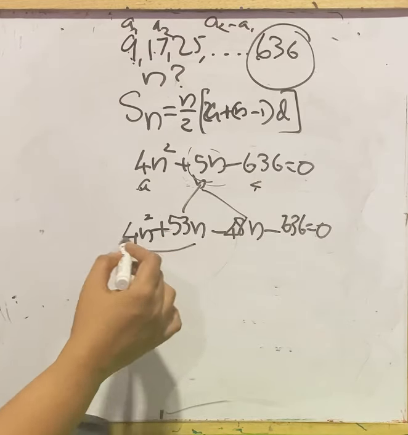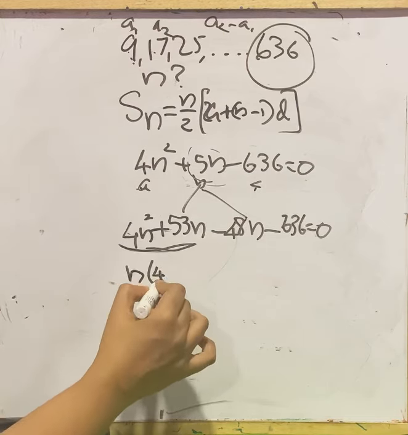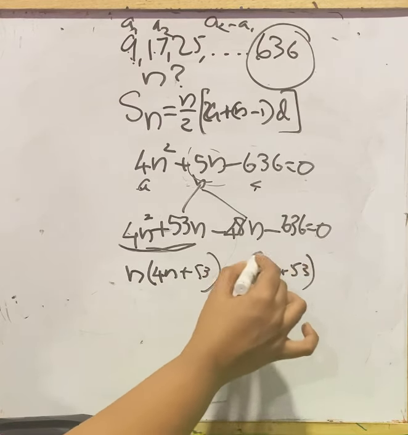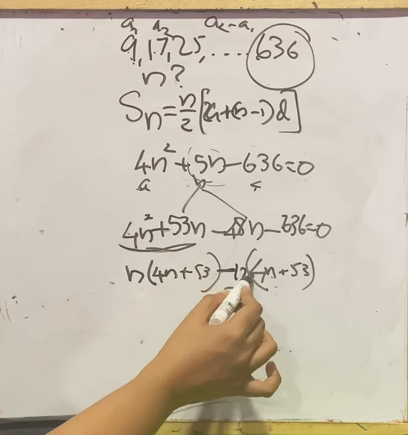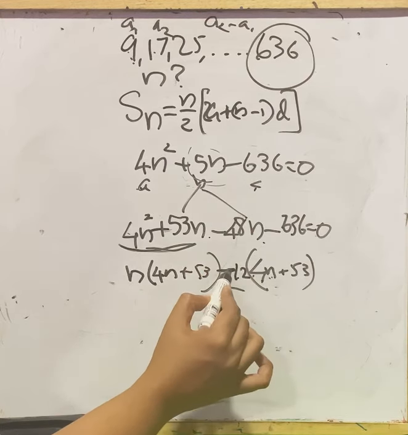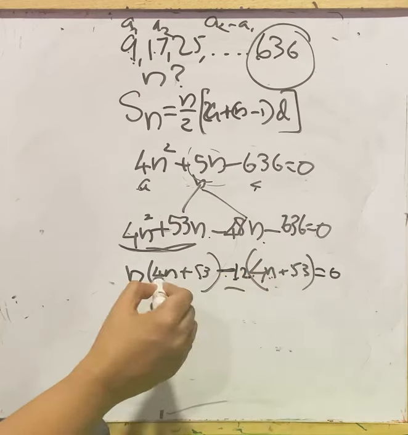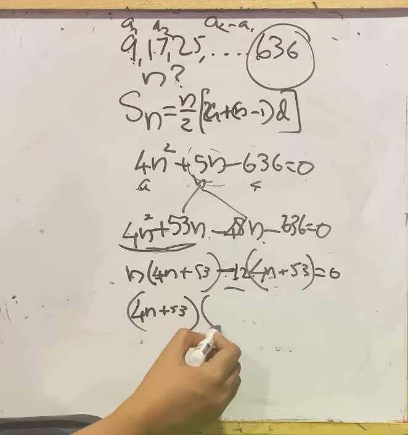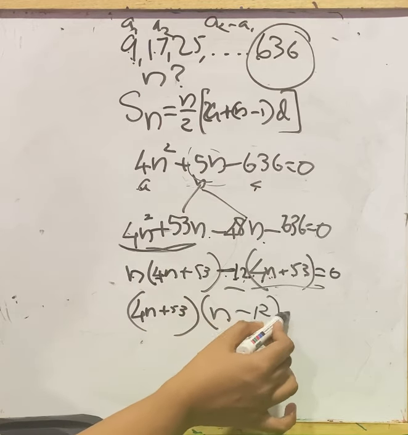Now coming to this, from the first two terms I will take n outside. Here the balance will be 4n plus 53. I will write 4n plus 53 here. Close the bracket. Then, for minus 48n, minus 12 into 4n is minus 48n. You can check it with the last term also: minus 12 into 53 is minus 636 equal to 0. Now this bracket is common. So taking 4n plus 53 outside, here the balance will be n, and from here this bracket is taken, so the balance will be minus 12 equal to 0.